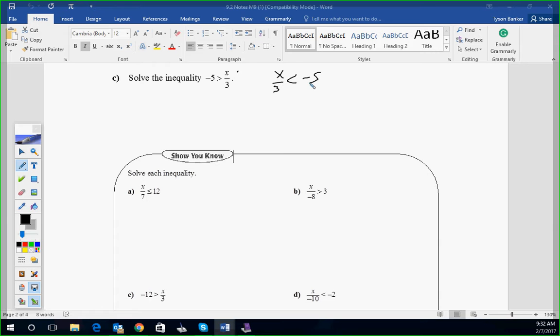So here we go. Times 3, times 3. Again, this is like what Luke just asked. I'm timesing by a positive, I do not flip. So that's your answer there. For the ones that you flipped, times 3, times 3. These are the same thing. x less than negative 15, negative 15 greater than x. They're the same exact thing. You can choose what you want to do.